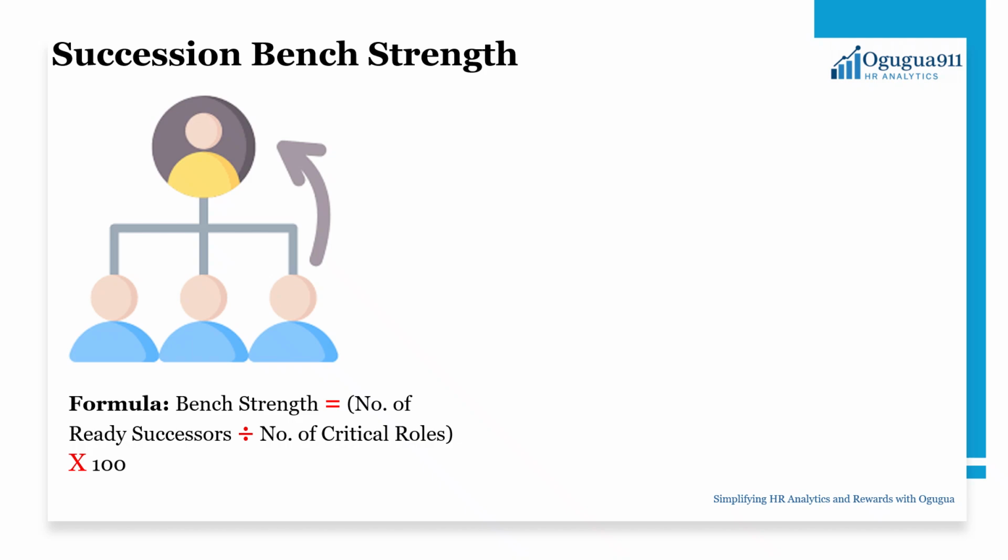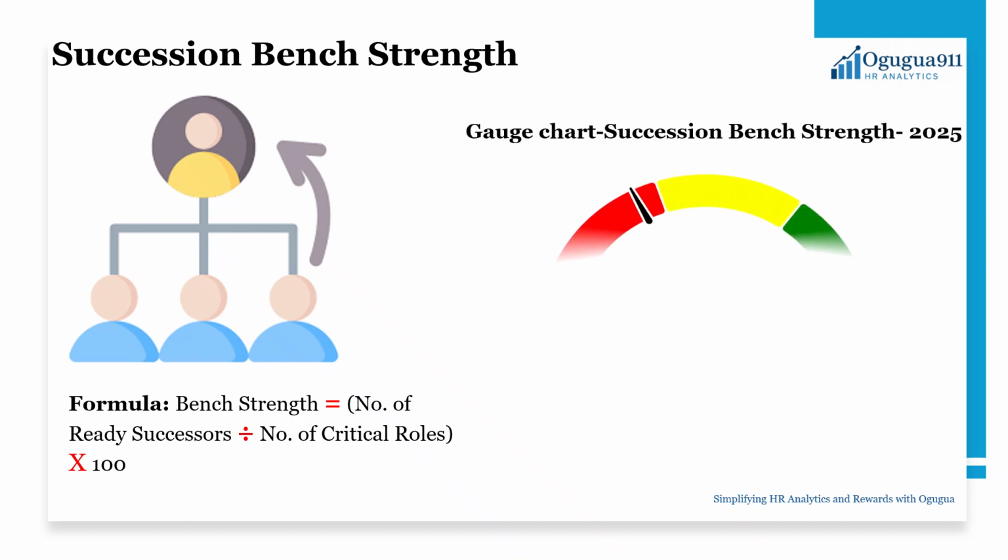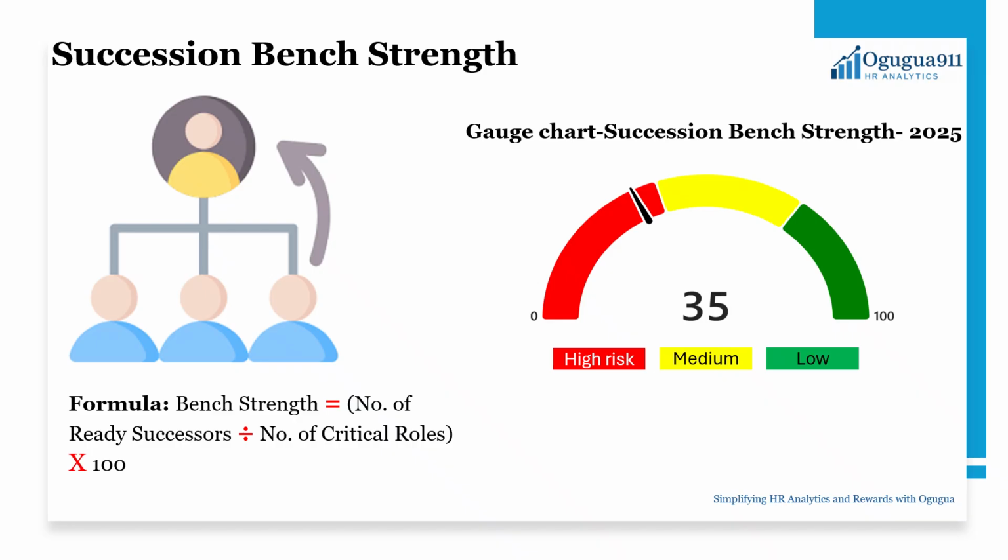If your bench strength is below 60%, it highlights the business risk, the limited backups, the overdependence on few talents, and likely disruption if key people exit, or in extreme case, death. Now, data like this moves conversations from we want to hire to we must hire, and here's why.